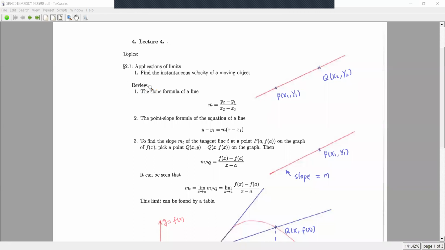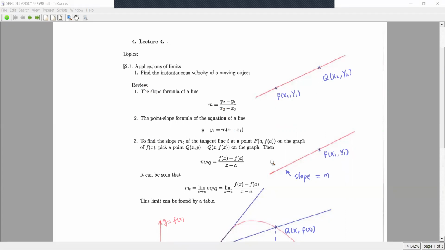Let's review what we learned in the last class. Review number 1. Suppose we have a line and we want to find its slope. To find the slope, we arbitrarily pick 2 points on the line. Then the slope formula is y2 minus y1 over x2 minus x1.